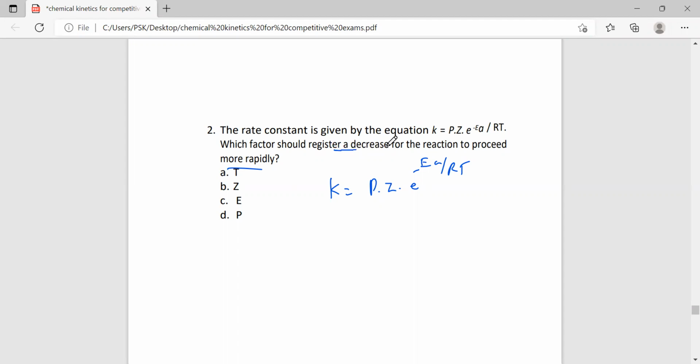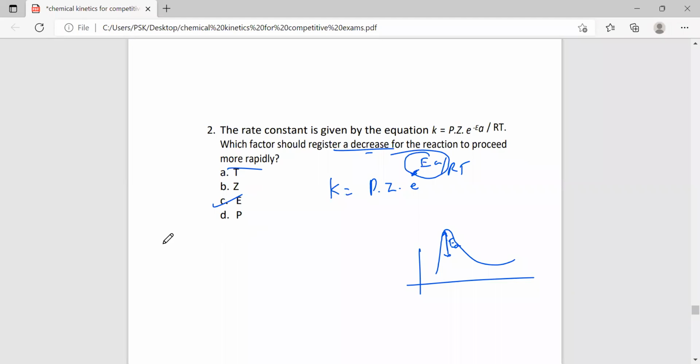Sir, is it temperature? Temperature is in the denominator. What has to decrease? What's in the numerator? Energy of activation. It's a negative value here again. So if energy of activation decreases, the whole factor, minus EA, becomes smaller in magnitude. If you remember the energy profile diagram I spoke about, the energy factor, the energy of activation, if the peak reduces, what happens? The reaction can proceed faster. So the factor which should register a decrease is energy of activation, EA. So the answer for this question is option C.